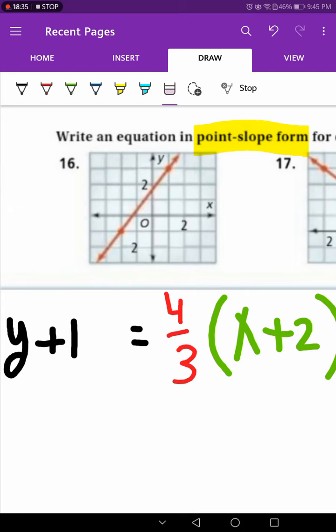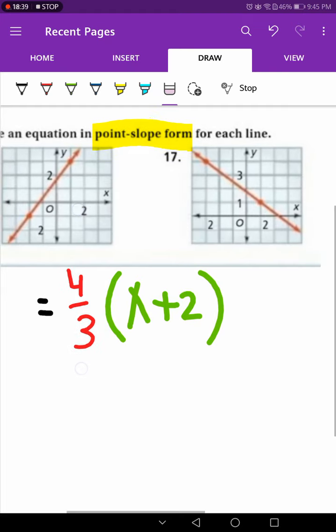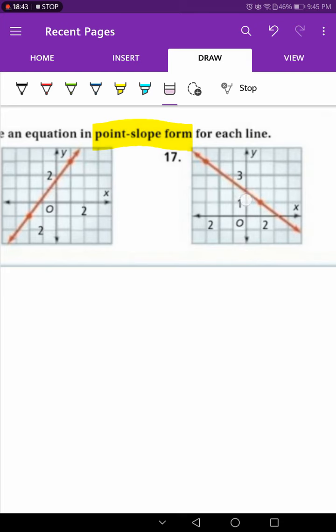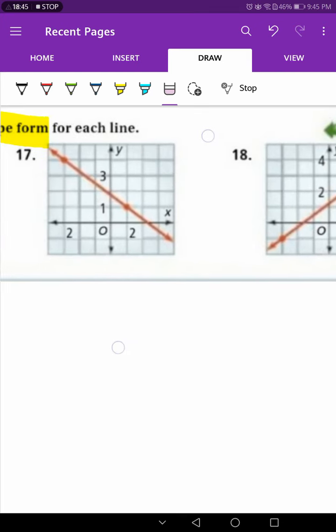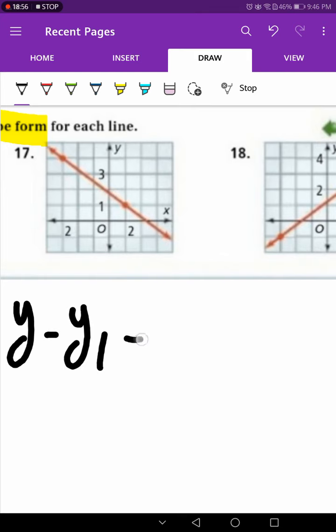Not yet? Are you sure? Okay. My dear student, my beautiful student. Okay? Everything will be easy. Don't worry. Now, your turn. What is the equation? Tell me. Yes, y minus y1 equals m multiply x minus x1.